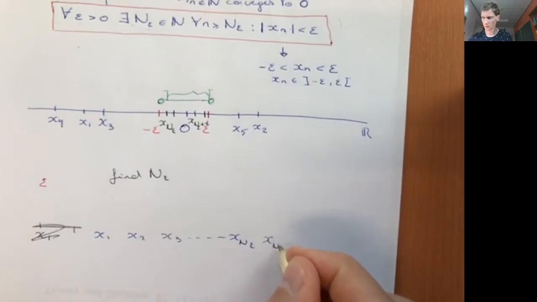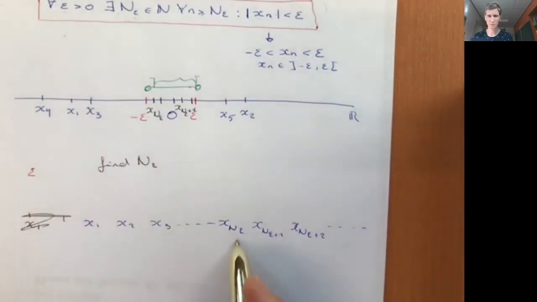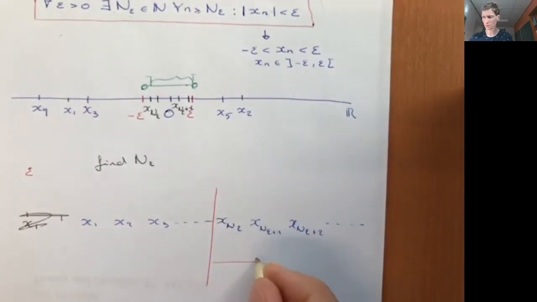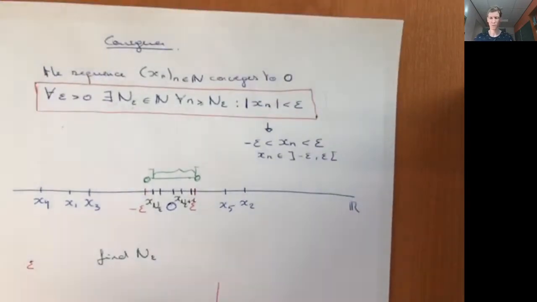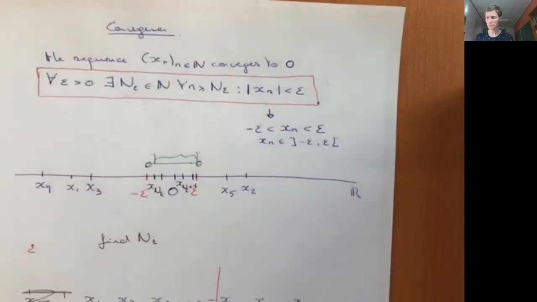Then we have x_{N_epsilon+1}, x_{N_epsilon+2}, and so on. So I can find the big N, right? I can find some big N in this sequence, such that if I look to the right here, everything is in the interval (-epsilon, epsilon). Okay, so this is what this definition means.